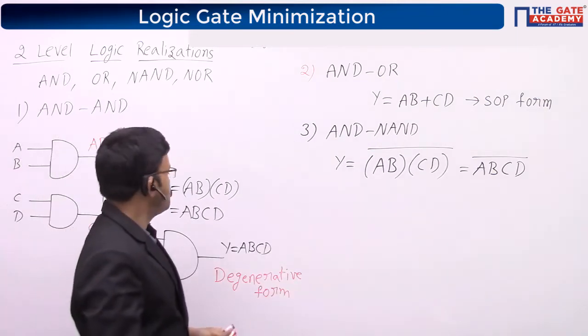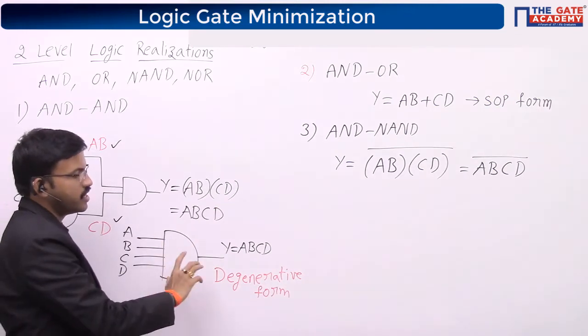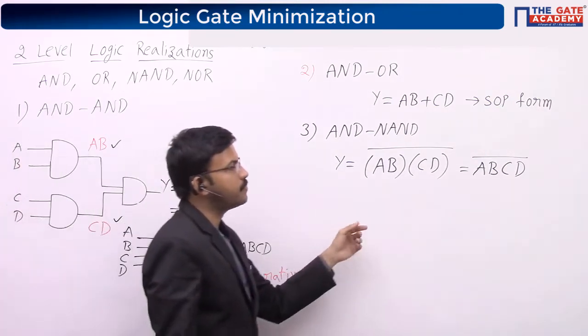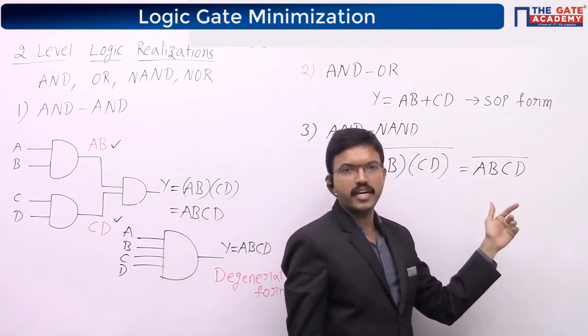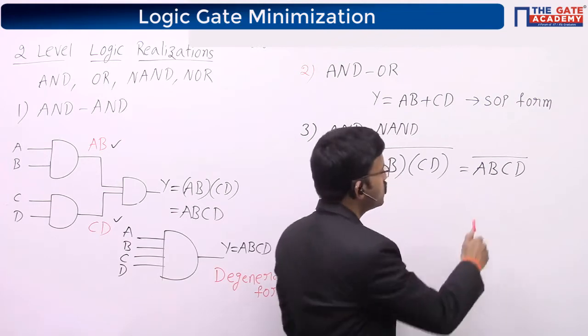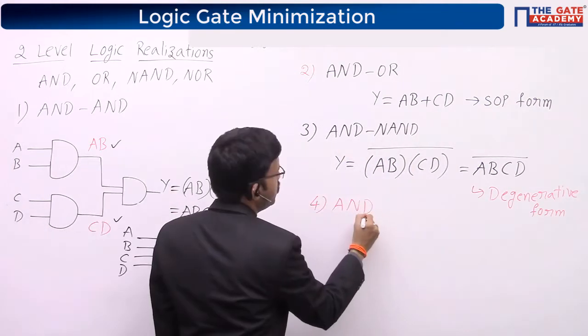So here we got ABCD, which means with the help of a single logic gate we have generated it. This is a degenerative form. Similarly, if you have a 4 input NAND gate, we can generate this particular function directly, right? So this is also a degenerative form. Fourth one is AND NOR.